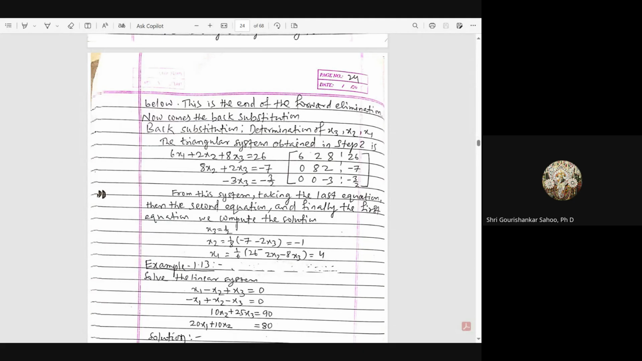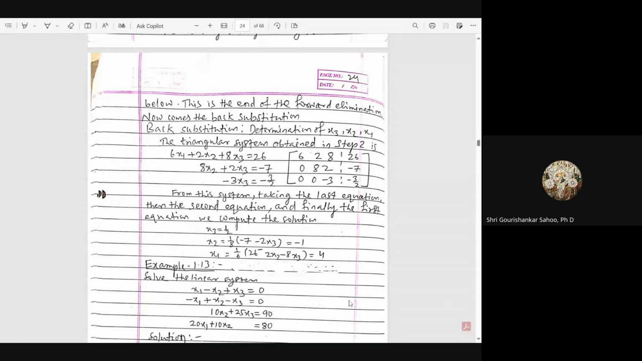So the last equation is minus 3x3 is equal to minus 3 by 2, so your x3 is equal to a half. By putting the value of x3 in the second equation, you will have x2 is equal to minus 1. And by putting x2 is equal to minus 1 and x3 is equal to half in the first equation, you have x1 is equal to 4.